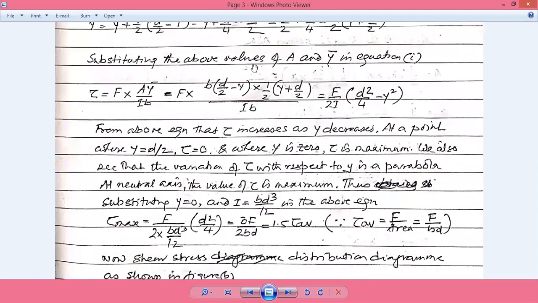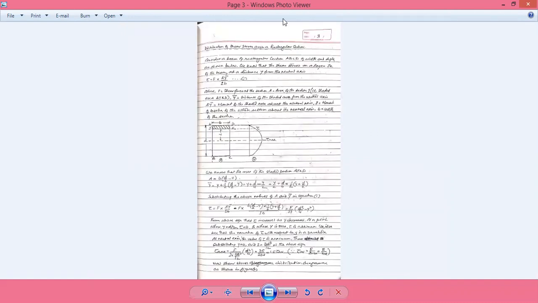Now the shear stress diagram is shown here. It is 0 at the topmost portion and 0 at the bottommost portion, and maximum at the neutral axis, which lies through the central axis of the beam, as it is a rectangular section.